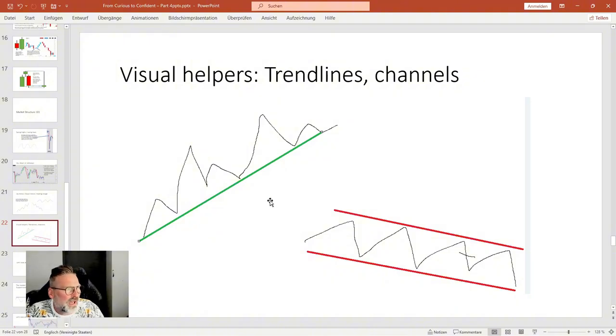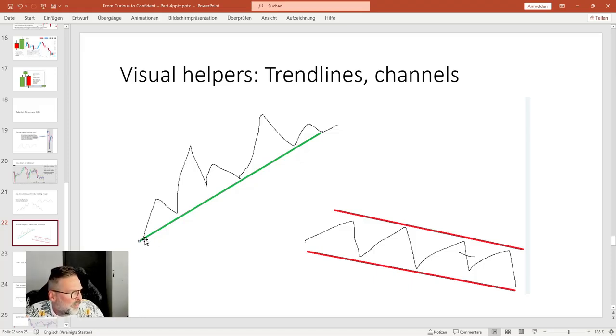Visual helpers. You saw me drawing a little bit, but I usually don't do that. I trade without any visual helpers. I sometimes draw a horizontal line to mark old highs and lows. We will talk about that. But diagonal lines I usually don't draw, though they can be a visual helper. They're sometimes called trend lines.